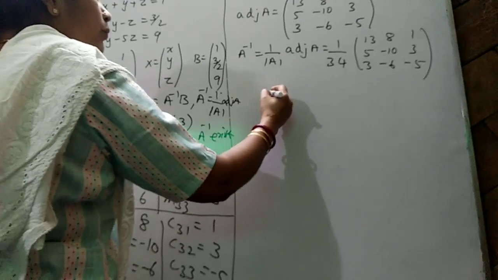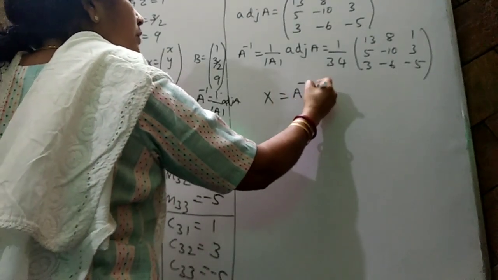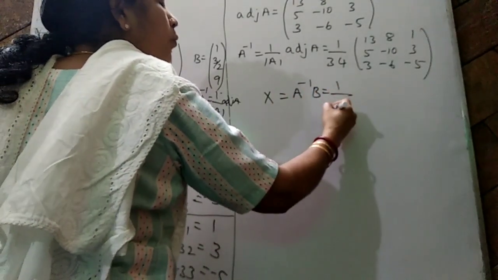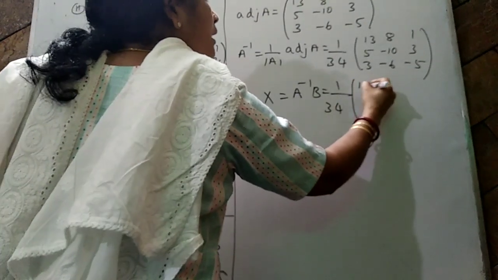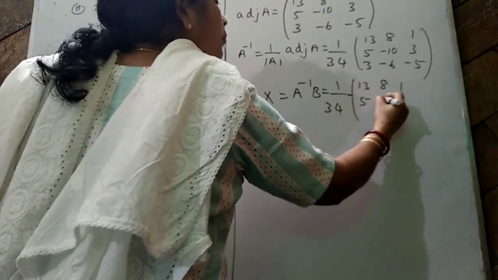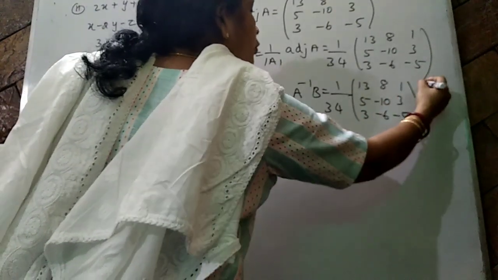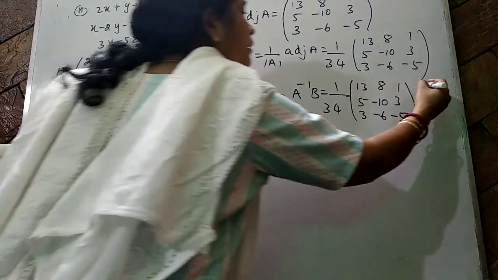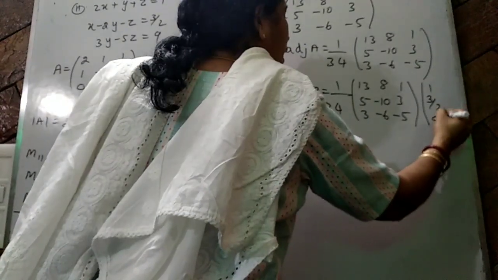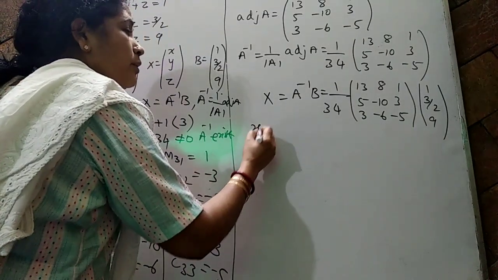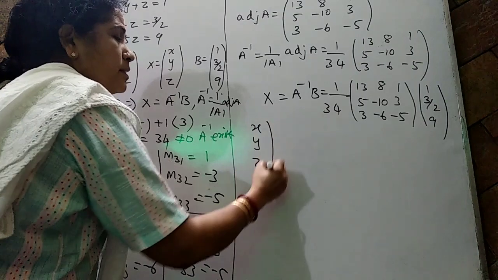Okay, now X is equal to A inverse B, the final result. A inverse we have as 1 by 34 into 13, 8, 1, 5, minus 10, 3, 3, minus 6, minus 5, into the B matrix, which is 1, 3 by 2 and then 9. Do the calculation very carefully. X means x, y, z.